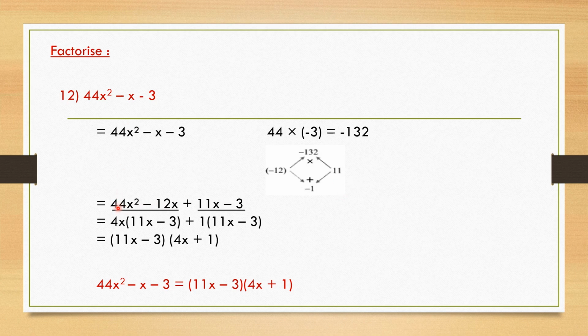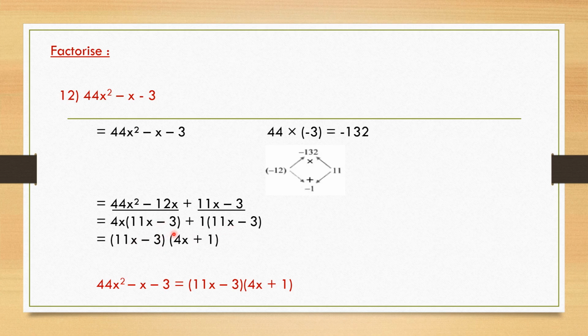So 44x squared minus 12x plus 11x minus 3. Then we do the pairing. So the first pair we have 44x squared minus 12x, plus second pair is 11x minus 3. In the first pair, we can take 4x common outside, and inside the bracket will be left with 11x minus 3. In the second pair, if you see, there is no number nor variable common. So we take 1 common outside. So this we have plus 1, and inside the bracket we'll have 11x minus 3.